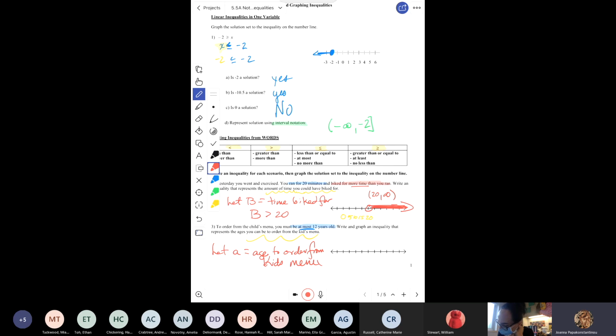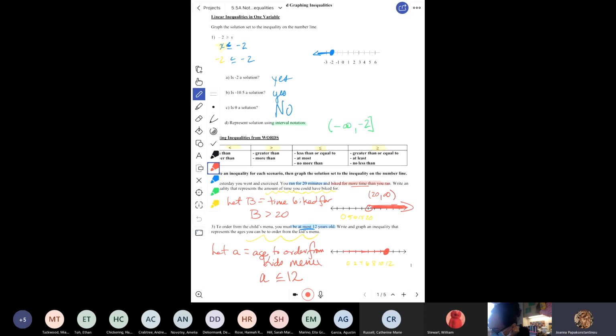And now I want to represent that as an inequality. So A would be what? Okay, and what would that be? You have to be at most 12 years old. Less than or equal to 12. So I'm coming to the number line. Again, I like to see 0. Maybe 2, 4, 6, 8, 10, and 12. What's happening at 12? Okay, and on the graph, what does that look like? Closed circle and shading to the left.